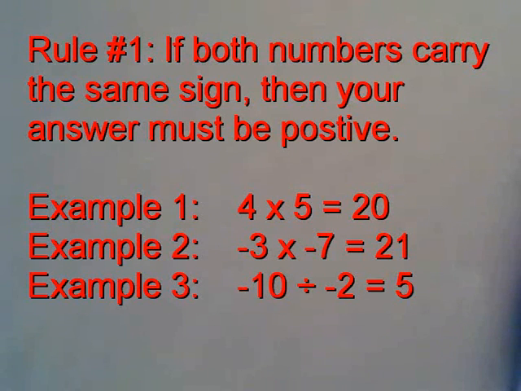In example 3, you have a negative 10 being divided by a negative 2, so you get positive 5. Both numbers are negative, so your answer must be positive. Just remember, same sign equals positive answer. You might have recalled learning that 2 negatives make a positive. But this is only correct if you are multiplying or dividing those 2 negative numbers.